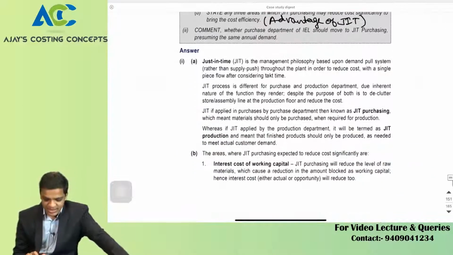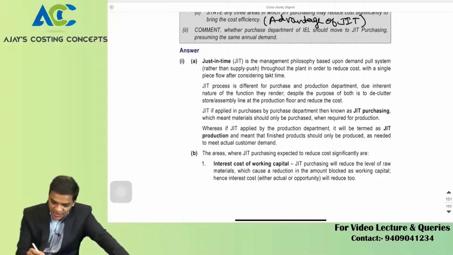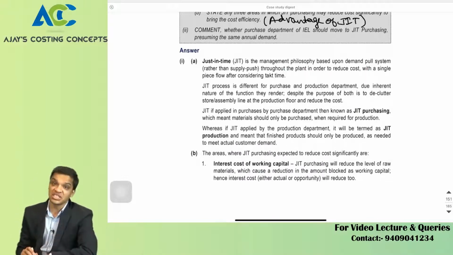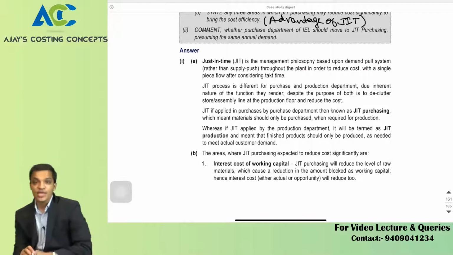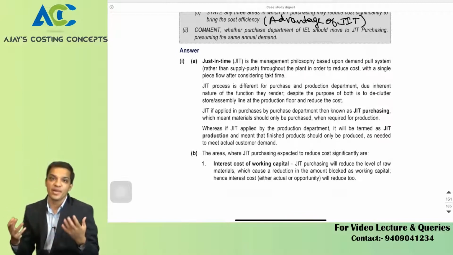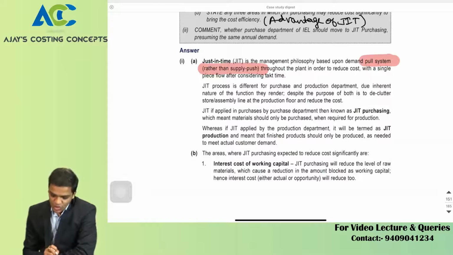Now, what is the just-in-time philosophy? Just-in-time production and just-in-time purchase are different things. Just-in-time is a management philosophy based upon a demand pull system rather than a push system, right? So, produce as and when required, purchase as and when required. This is called a pull system rather than a supply push system, throughout the plant, in order to reduce cost, with a single piece flow after considering takt time.